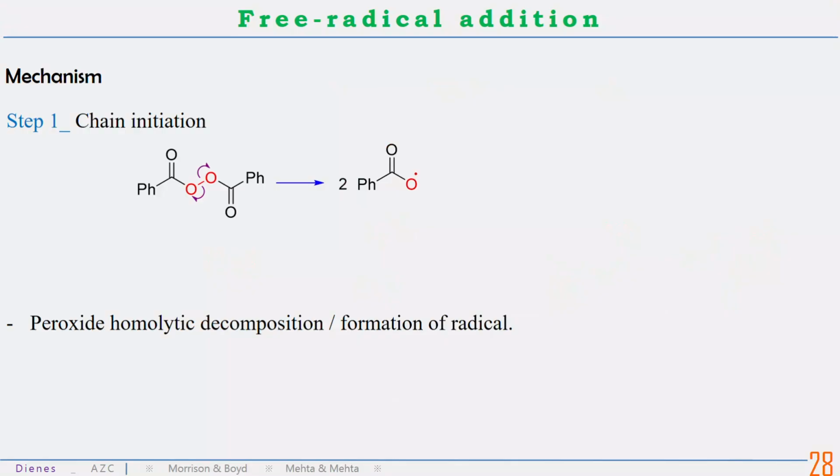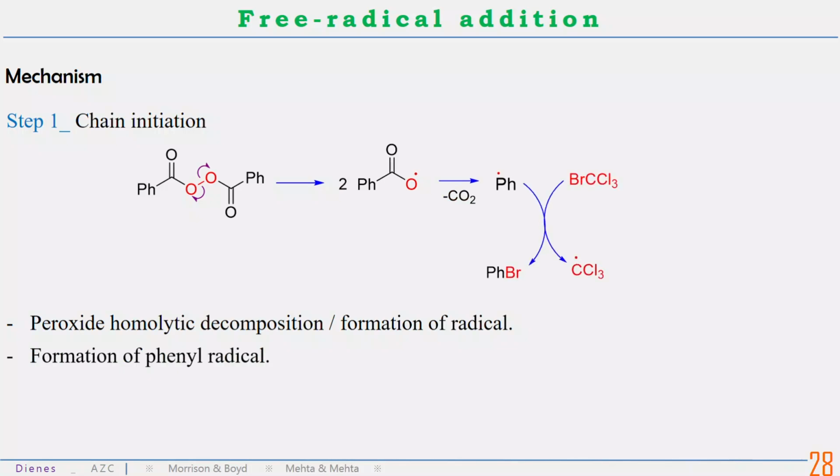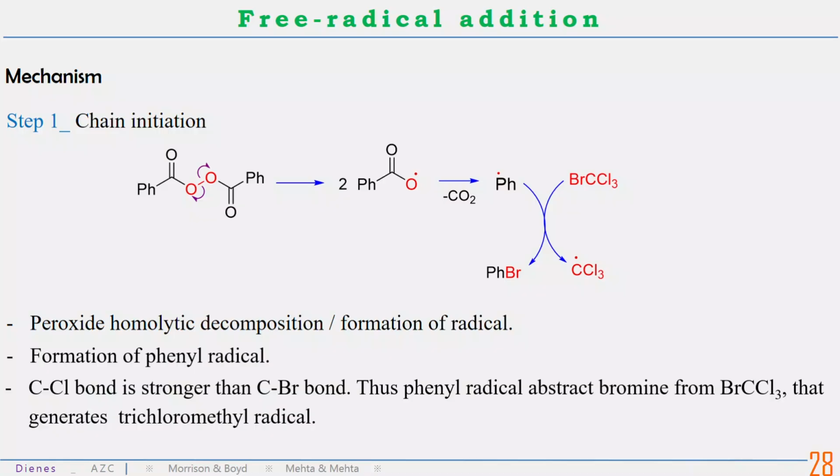Mechanism. Step 1. Chain initiation step. That is peroxide homolytic decomposition and the formation of a radical. Formation of phenyl radical. The carbon-chlorine bond is stronger than the carbon-bromine bond. Thus, the phenyl radical abstracts bromine from BrCCl3. That generates the trichloromethyl radical.